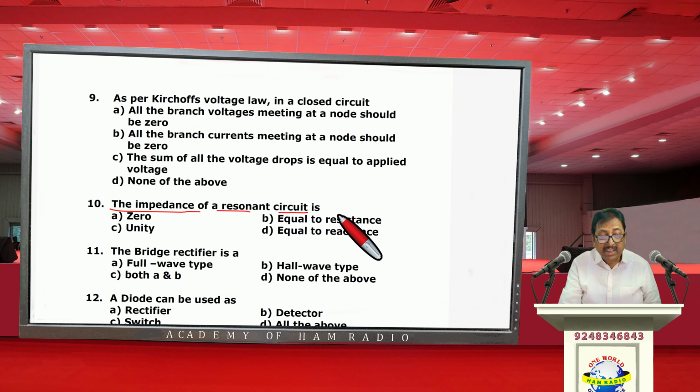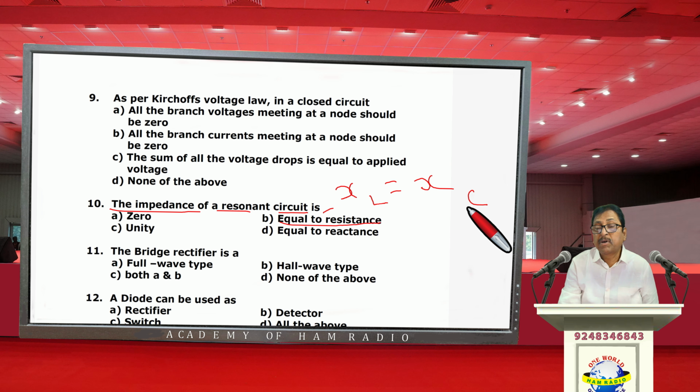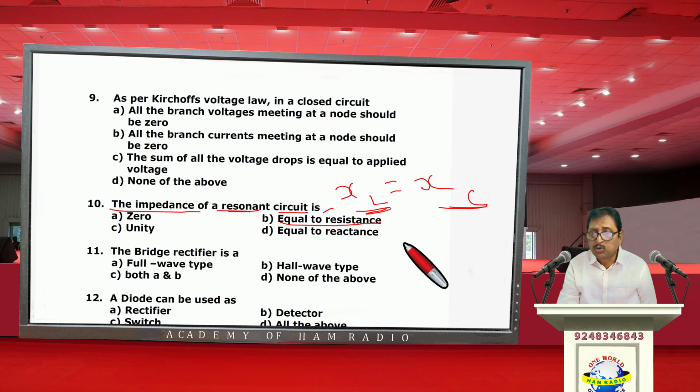The impedance of a resonant circuit is equal to resistance. The impedance at resonance: XL is equal to XC. XL is the inductive reactance, XC is the capacitive reactance. Both oppose the flow of current, but they are opposite to each other. At resonance, both are equal and get cancelled. So there is no opposition to current flow. There is no reactance; either capacitive reactance or inductive reactance, both are neutralized. So the only opposition to the current flow is resistance. So the answer is resistance.